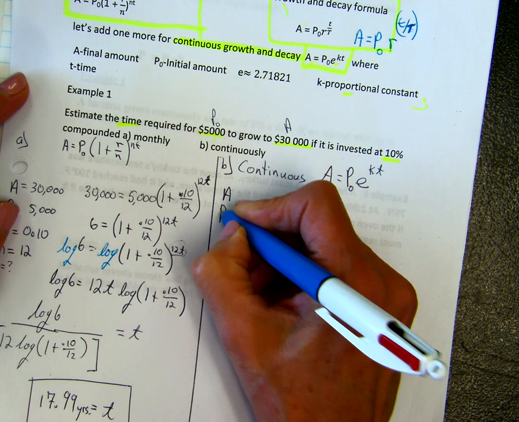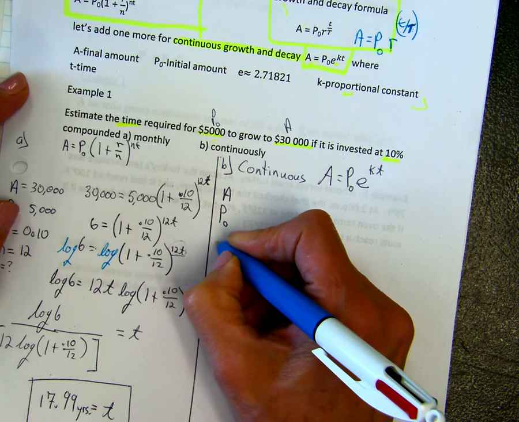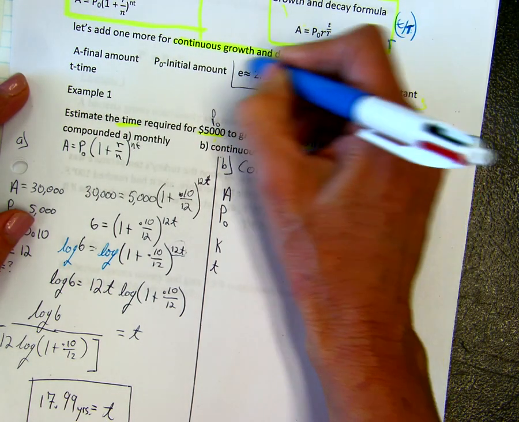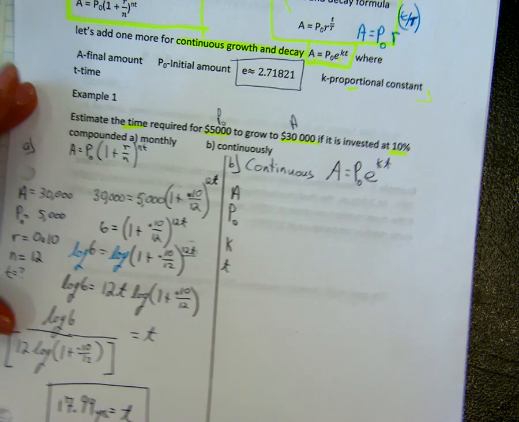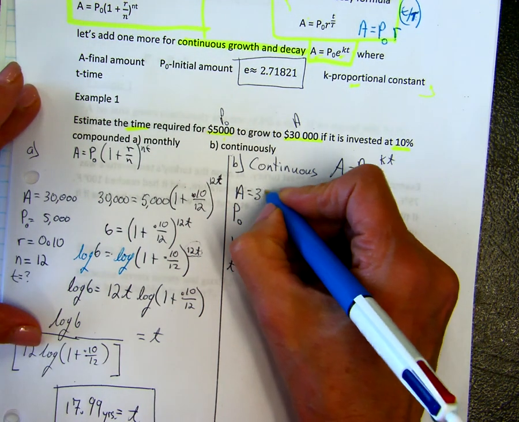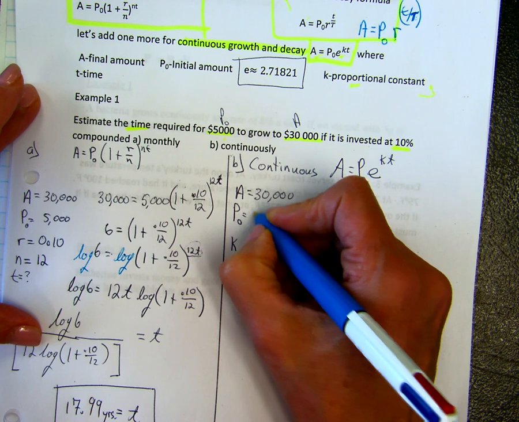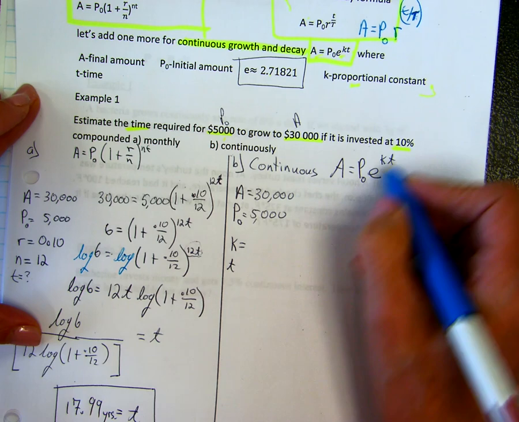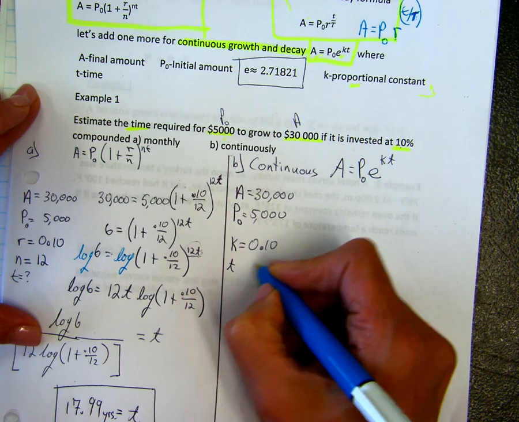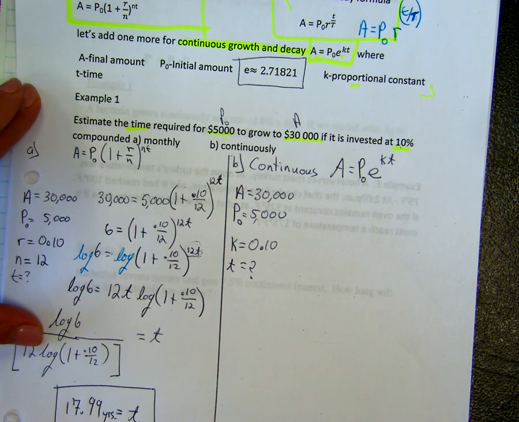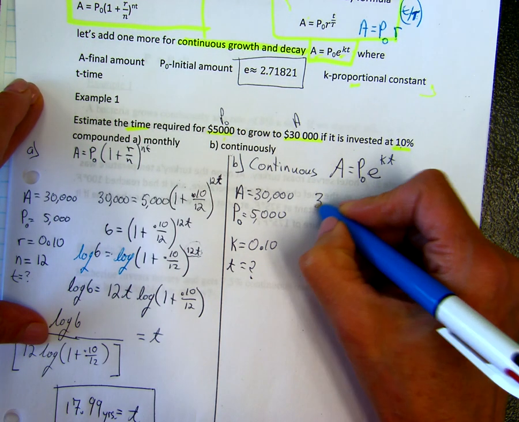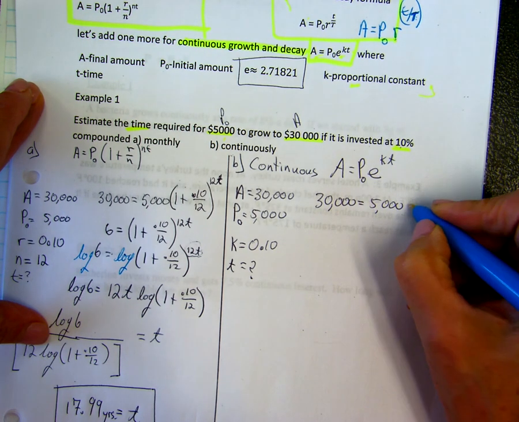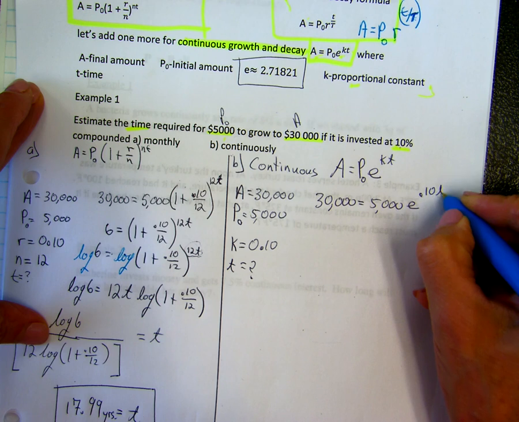And once again, we're going to set up a key. Notice I'm not putting e in there. e is a constant. It is always 2.71821, etc. A, our final amount, same thing, 30,000. Still starting with $5,000. And our k, our constant of proportionality, is 0.10. And once again, we're trying to find time. So we have 30,000 is equal to 5,000 e to the 0.10t.